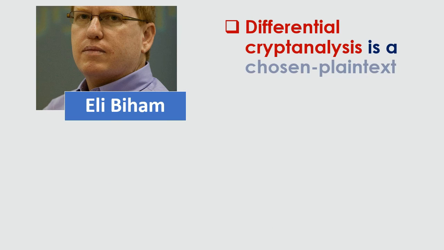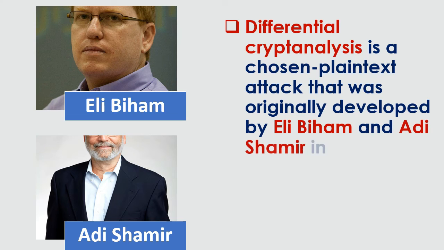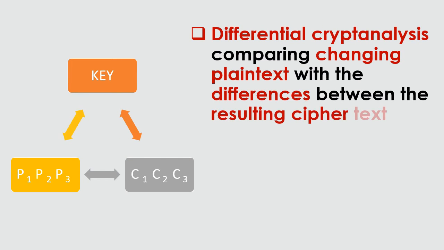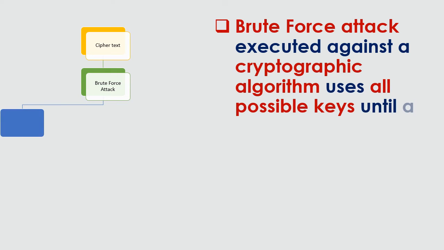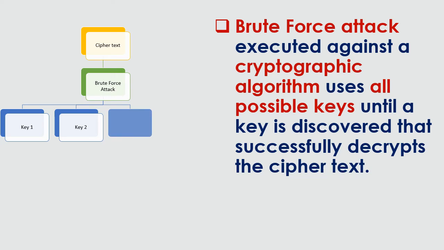Differential cryptanalysis is a chosen plaintext attack that was originally developed by Eli Biham and Adi Shamir in the late 1980s. Differential cryptanalysis compares changing plaintext with the differences between the resulting ciphertext. A brute force attack executed against a cryptographic algorithm uses all possible keys until a key is discovered that successfully decrypts the ciphertext.